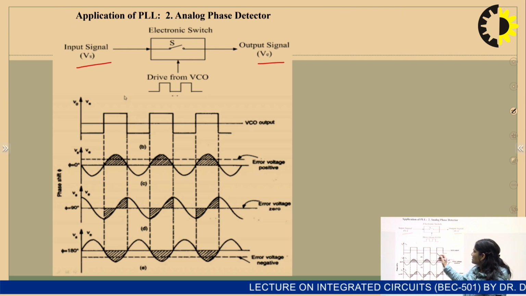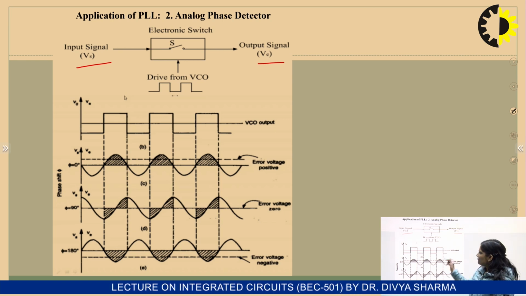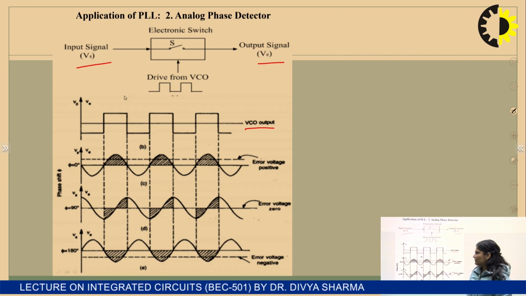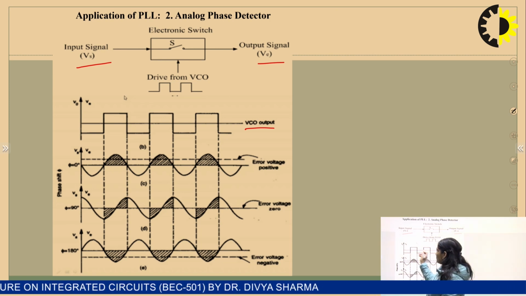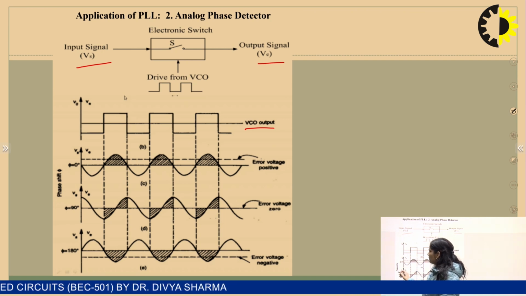Now, as you all know, VCO generates a triangular wave and a square wave. Here we are using the output of VCO, that is in square wave. So here this is the square wave, 0 1 0 1 like this. Here the phase shift is represented by phi.